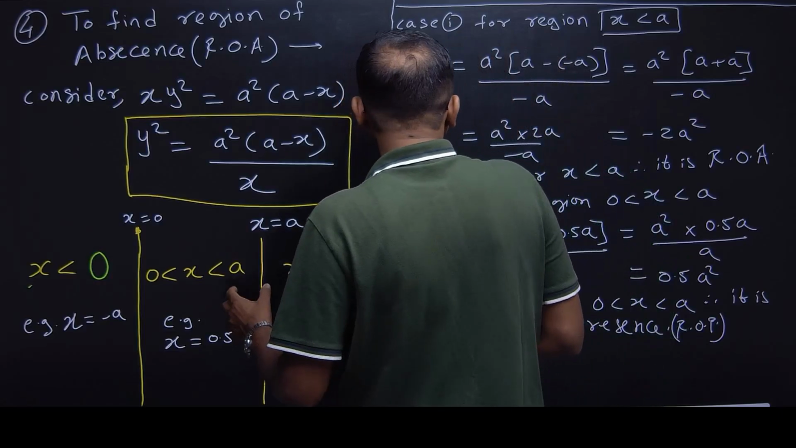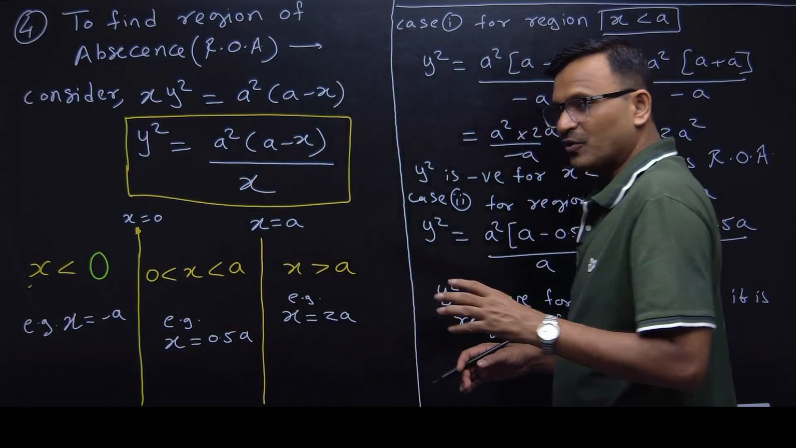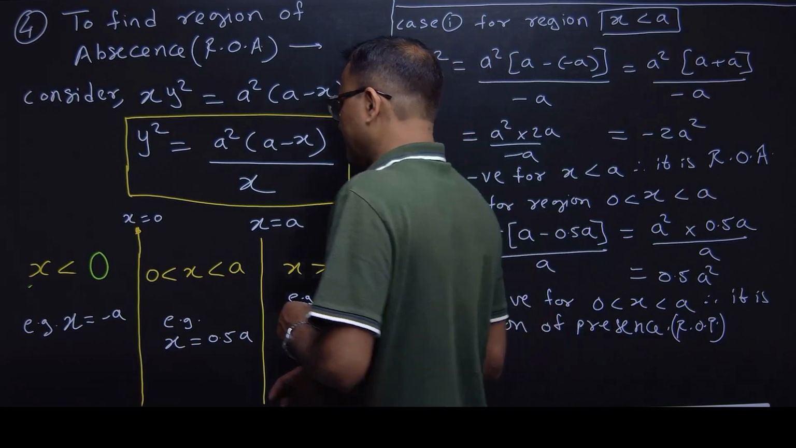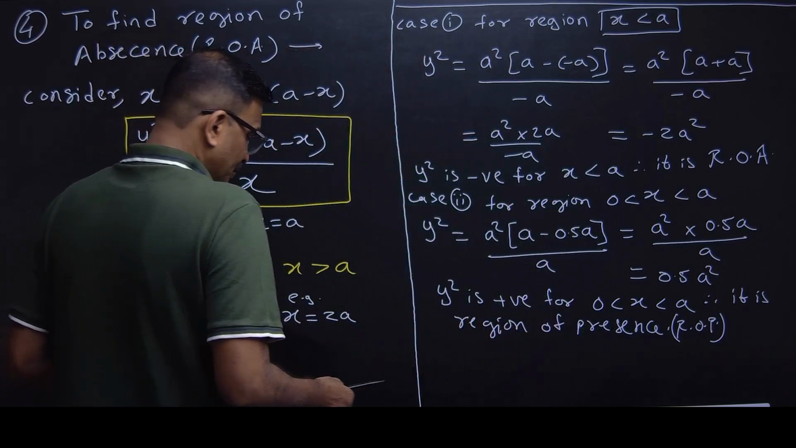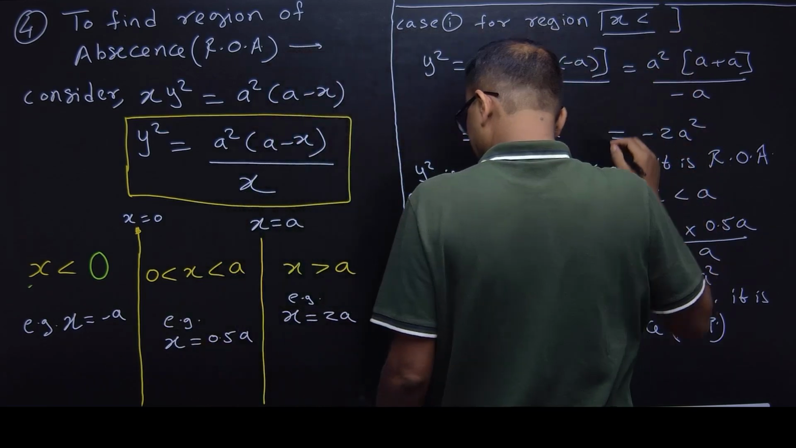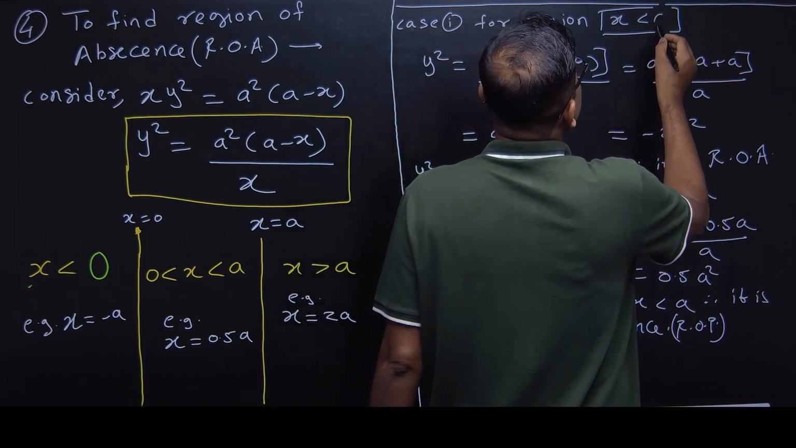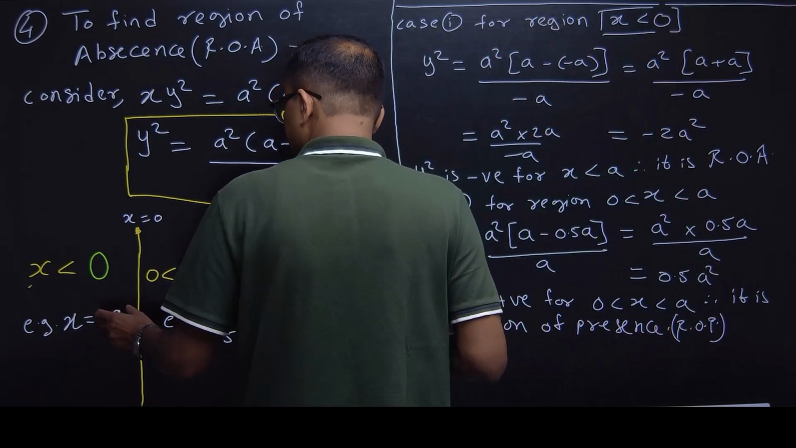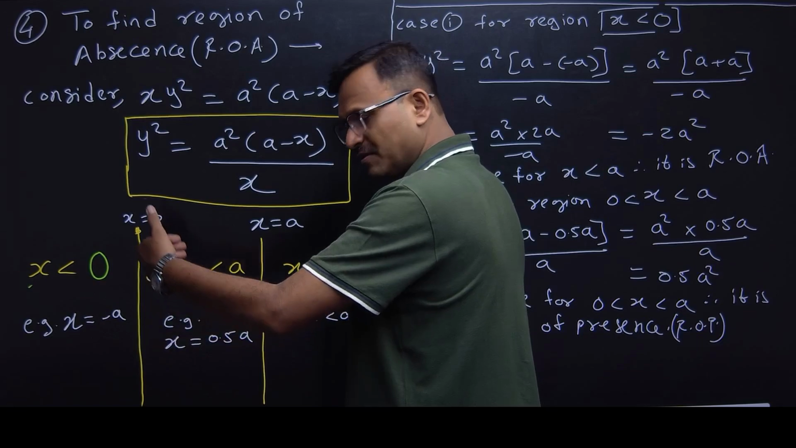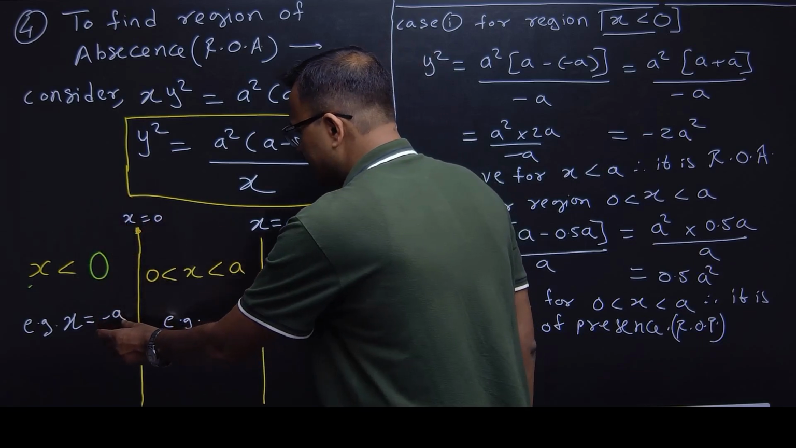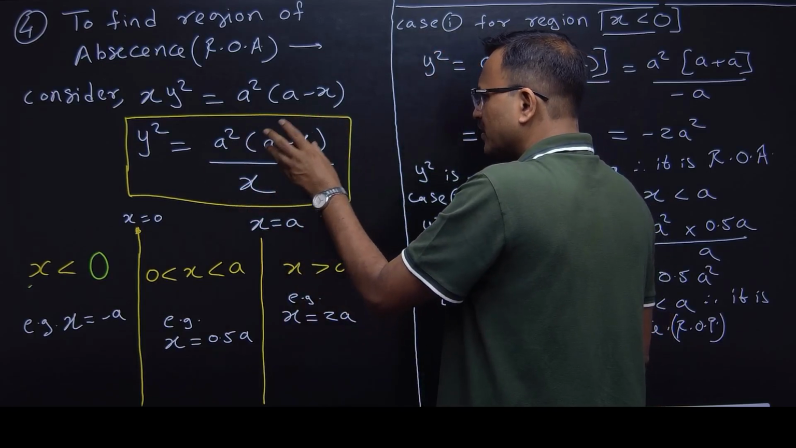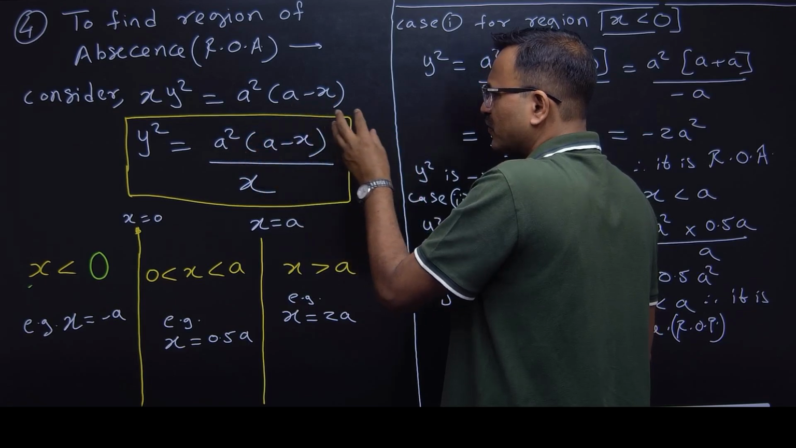नाउ we'll check this. This can be done orally also, but I'm showing this in detail so that you can understand it properly. See, for the first region x less than 0, so I should take this as x less than 0. For x less than 0, if you consider the first region x less than 0, I am considering the value x is minus a. You can assume any negative value of x like minus a, minus 2, etc. I have taken x is minus a, and that I am going to substitute in this equation. I want to check whether y square will be positive or y square will be negative.